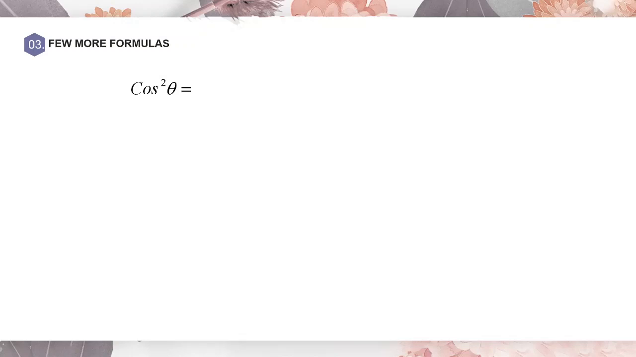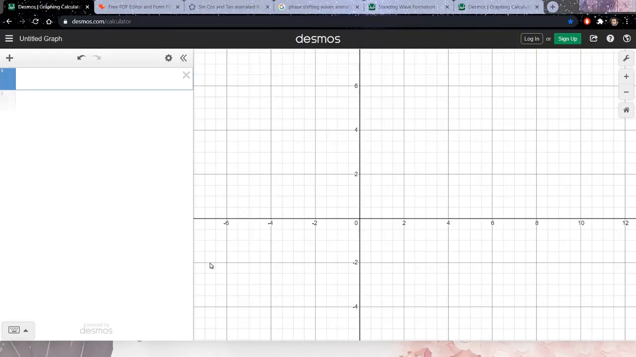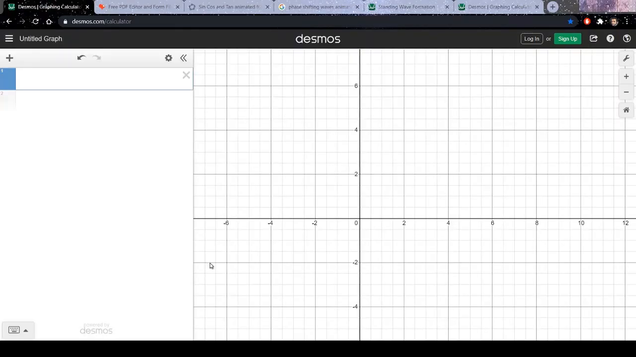Cos square. You might be thinking why I started like this. I want to show you a very interesting relation. It is interesting to me, and I hope it will be interesting for you also. I want to show you a relationship between cos square and cos. Let me take you to Desmos.